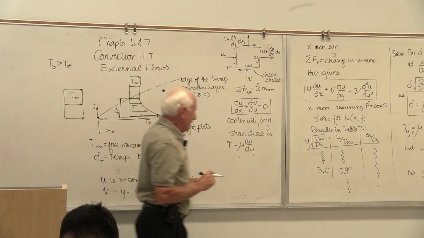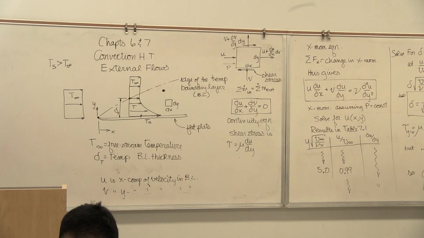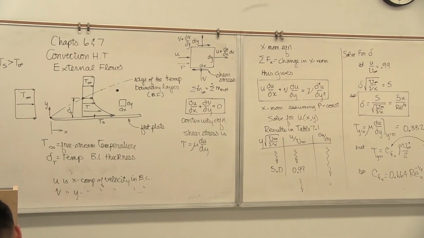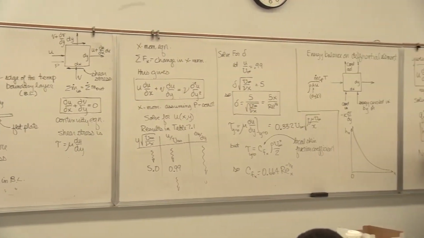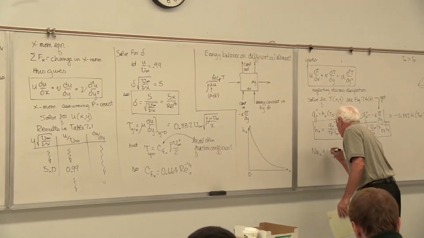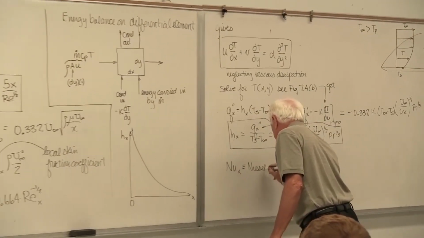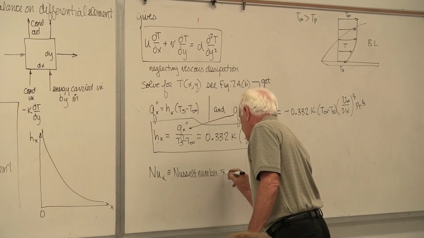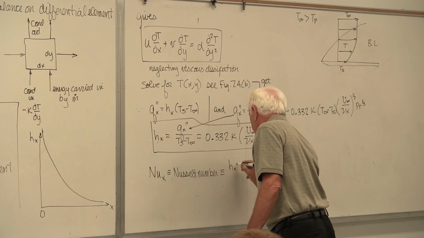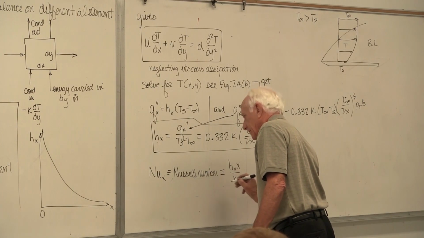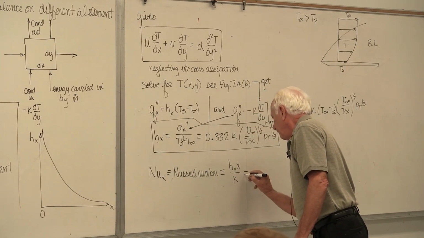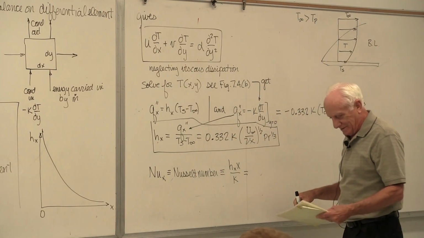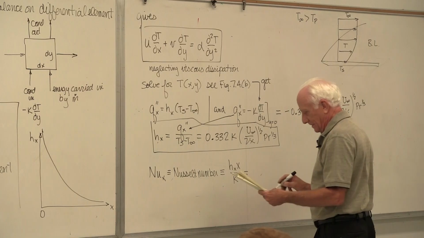Okay. All right, so that gives us h. Next, we bring in a new dimensionless variable called the Nusselt number. It is defined as hx multiplied by x over k. And if you put that hx from here down into here, you end up with this equation.